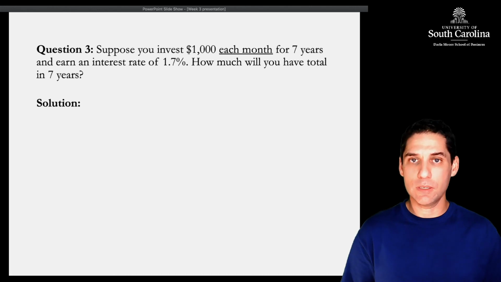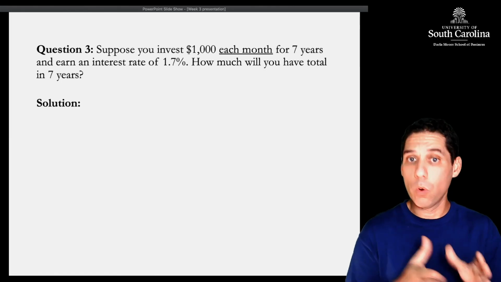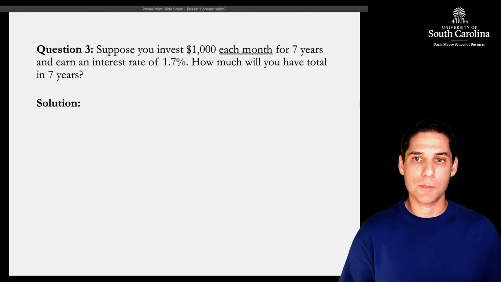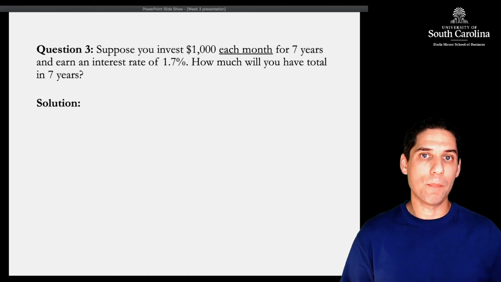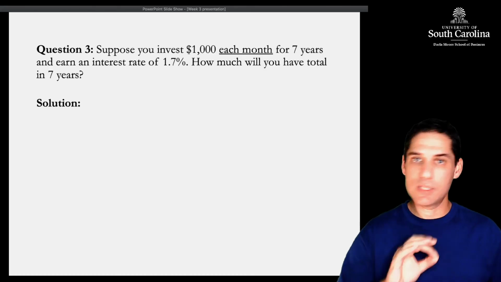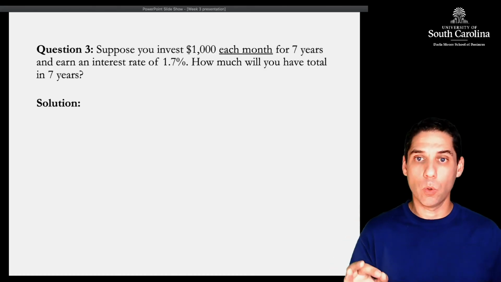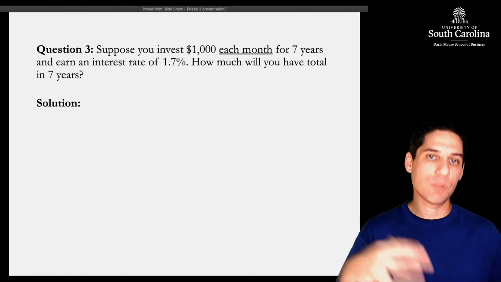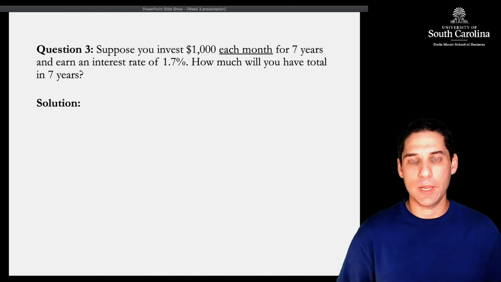So for 7 years, that's going to be our n. So each month, 7 years, 7 times 12. So we're going to have 84 of these cash flows, $1,000. And earn an interest rate of 1.7%. Remember, when it's not specified, it's got to be annual. So this is our i, which we will have to divide by 12 to find the monthly rate.